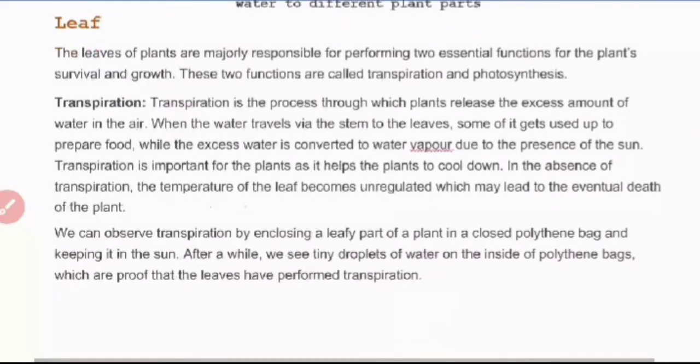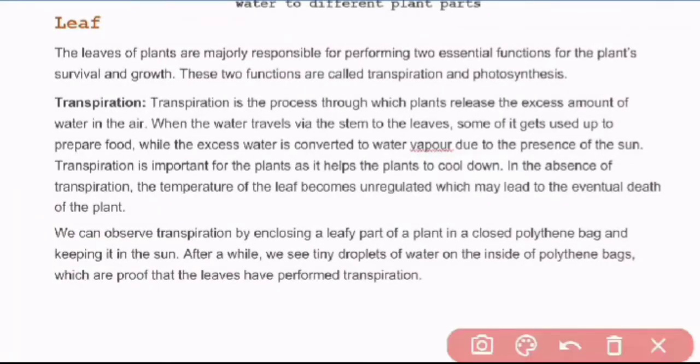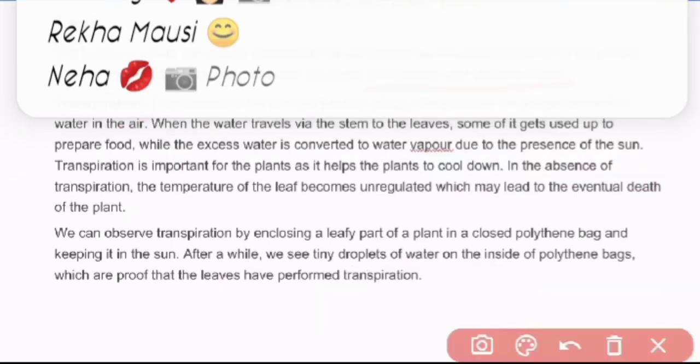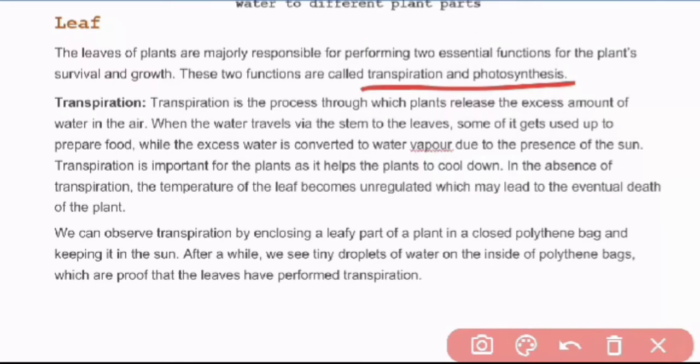Now today we are going to study about another part of the plant which is really very important. So that part of the plant is the leaf. Okay. So the leaves of the plants are responsible for performing two essential functions for the plant's survival and growth. Now, what are those two functions? Those two functions are transpiration and photosynthesis. These are the two very important functions which are performed by the leaves.